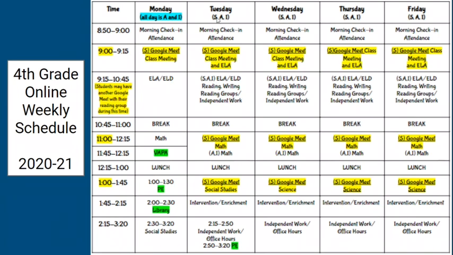So the start time is always going to be 9 o'clock. The end time will vary for that first Google Meet because it will depend on the amount of instruction that is given that day. So after the break, we will meet again at 11 o'clock for math.